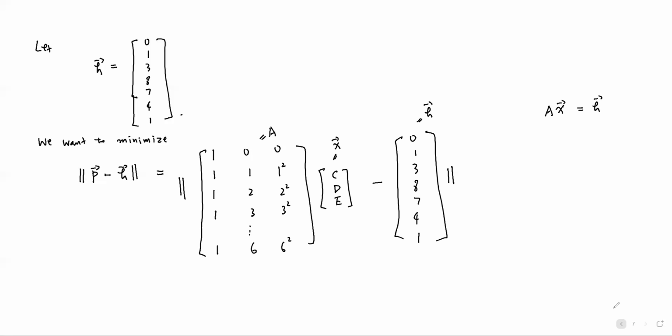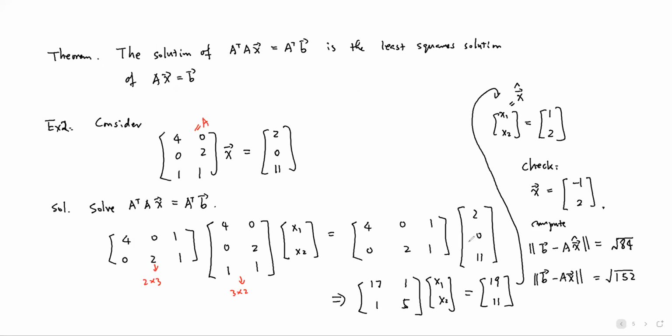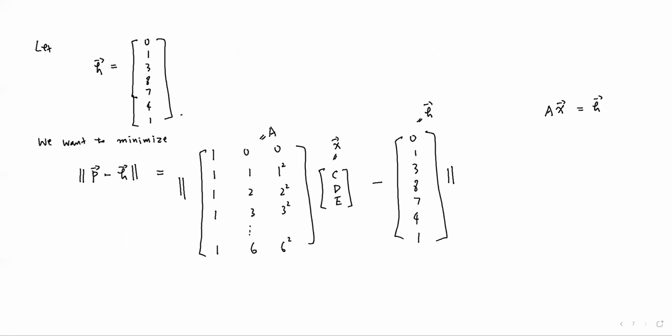By theorem, how to find the least squares solution? The theorem says to solve this linear system, then the solution is the least squares solution. By theorem, solve A transpose A x equals A transpose times the right side. What is A? This is A. What is x? This is x. What is the right side? This is the right side.